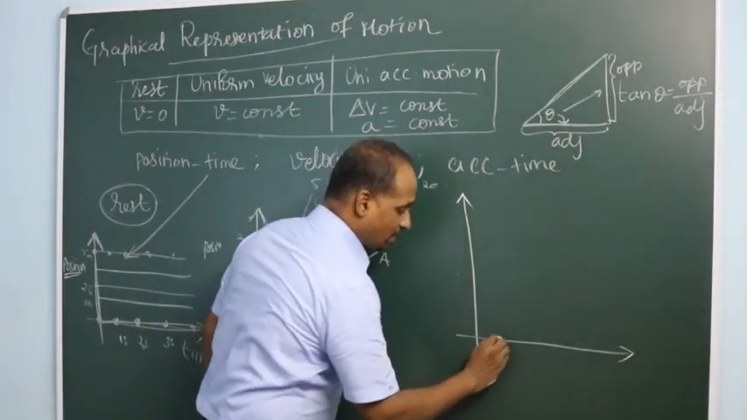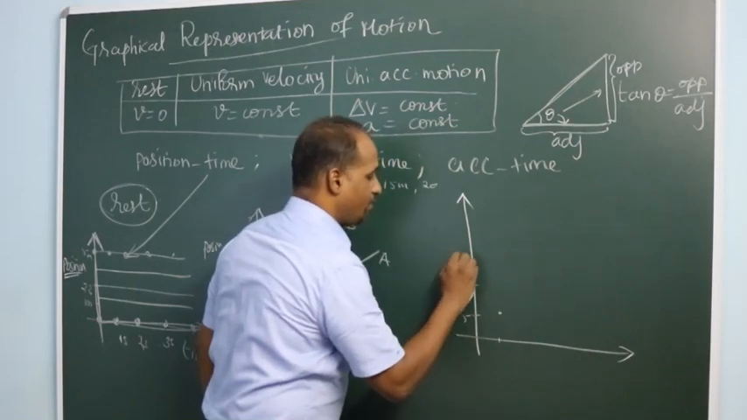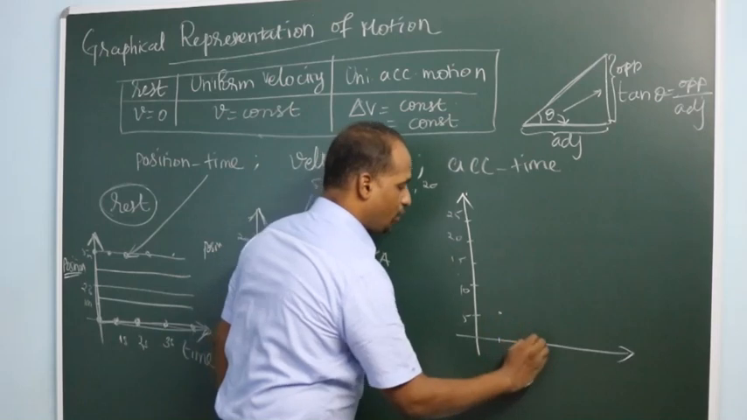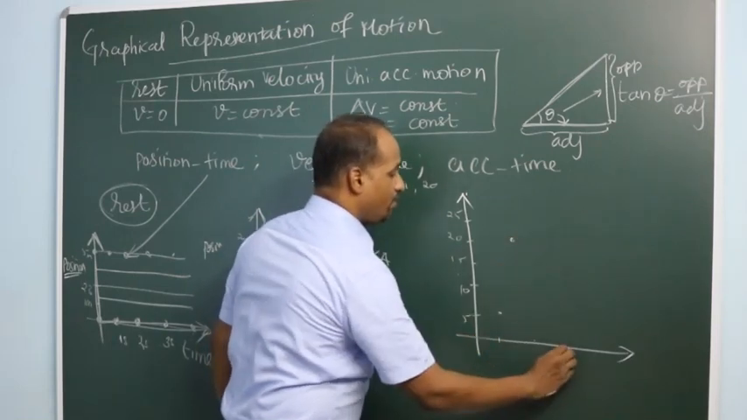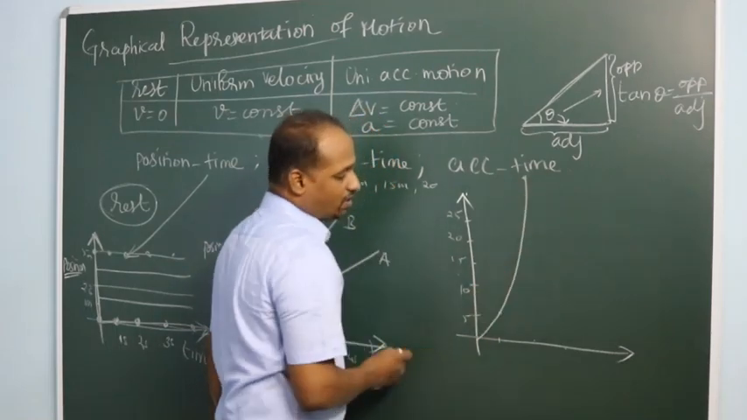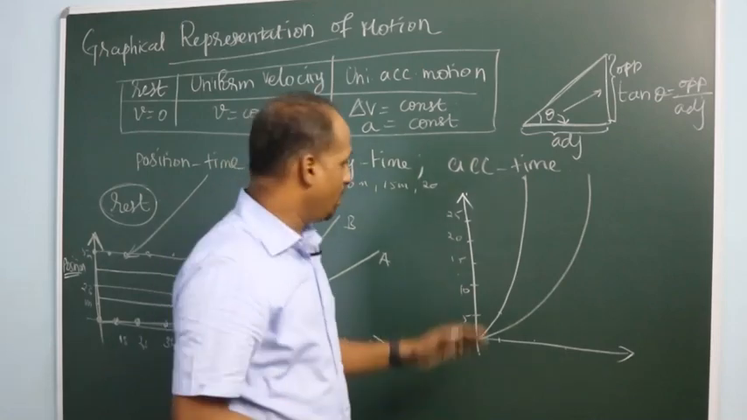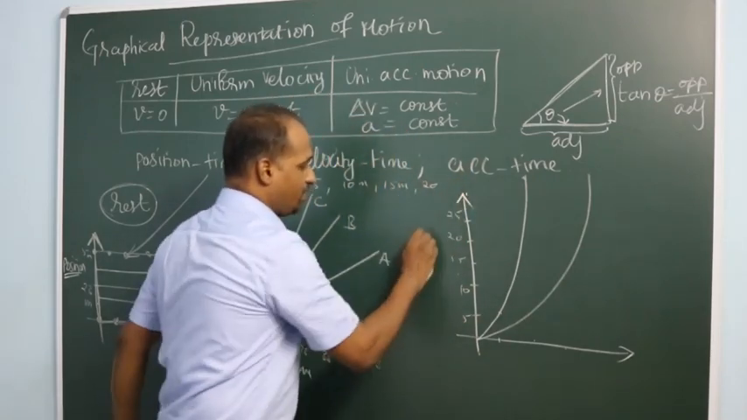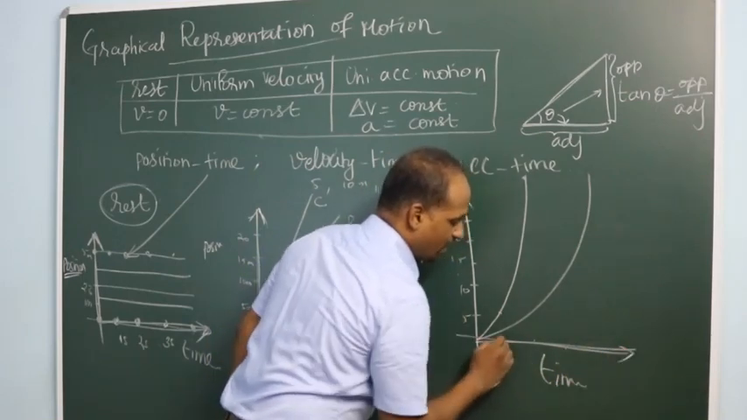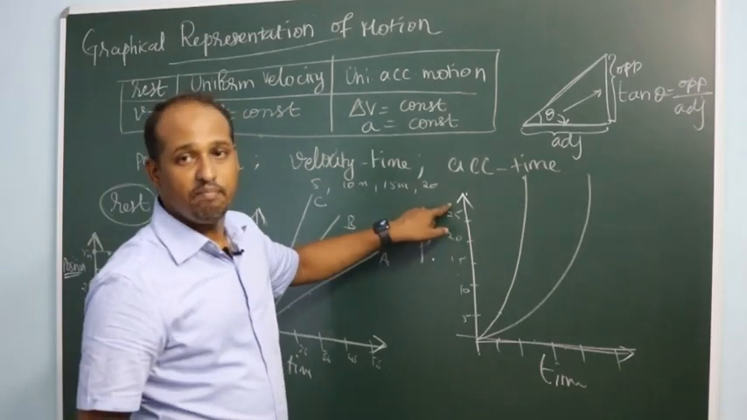So 1 second later it is at 5 meters. Suppose 5, 10, 15, 20, 25 and so on. 1 second later 5, 2 seconds 20, 3 seconds 45. The graph will be like this. We call this a parabola, if the graph is a parabola in position time graph. This is still position, this is time. X-axis, the graduations are in seconds, in y-axis these are in meters.